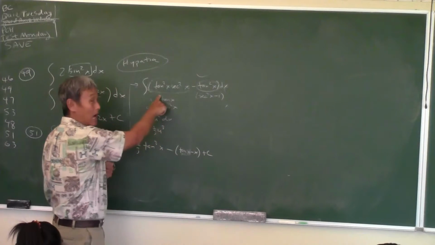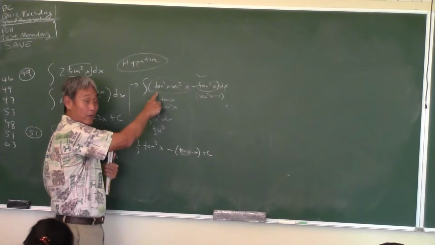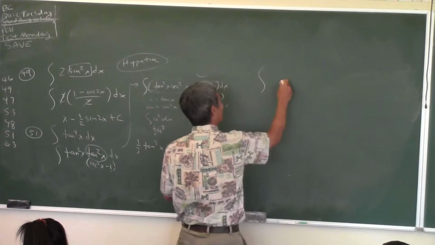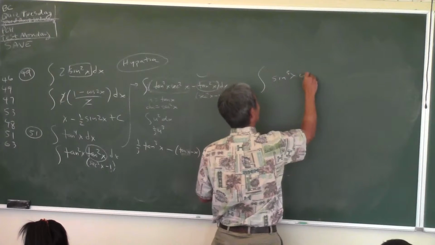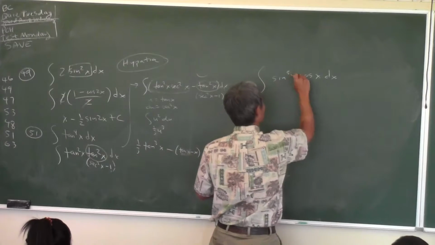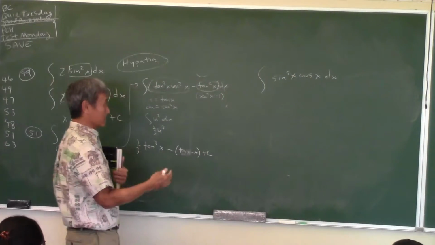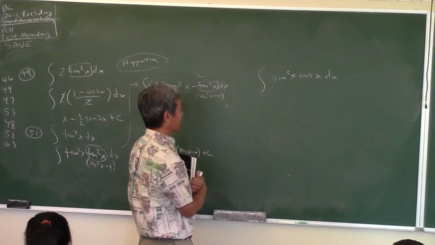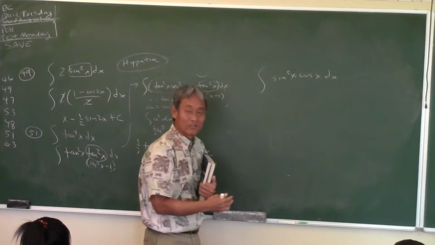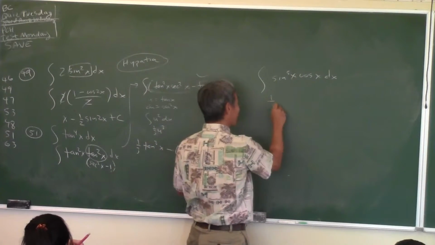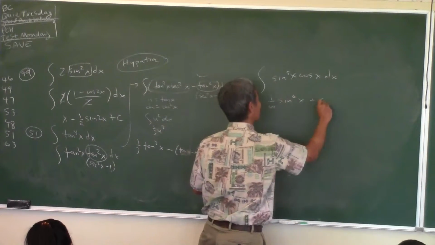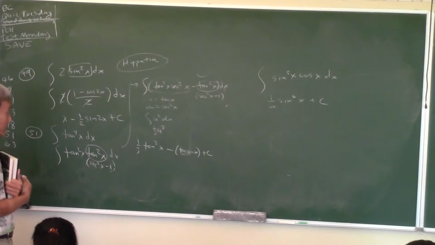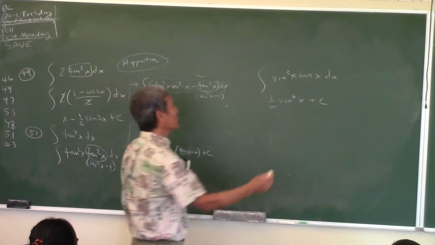Okay, I want you guys to see this. I'm gonna give you some more. What if you had the integral of sine to the 5th x cosine x? Those of you who've been keeping up with your homework, this is gonna be easier than the rest of you. Just write down the answer. No need to use substitution. 1/6 sine to the 6th x plus c. Boom.